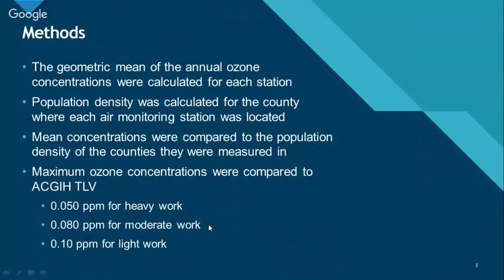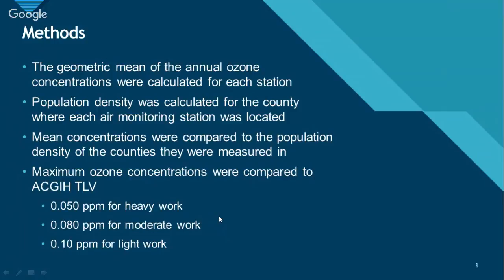So once they isolated the data to reporting stations that were over 90%, it calculated the geometric mean for the annual concentrations for each of those stations. The population densities for the counties in which the air monitoring stations were located were calculated, and the mean concentrations were compared to the population density.